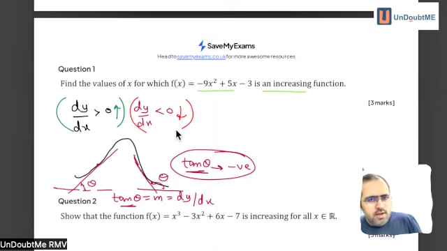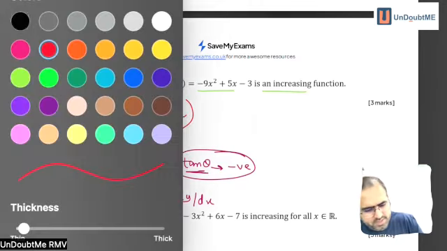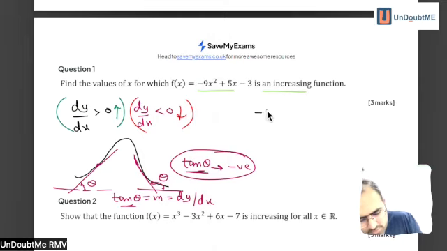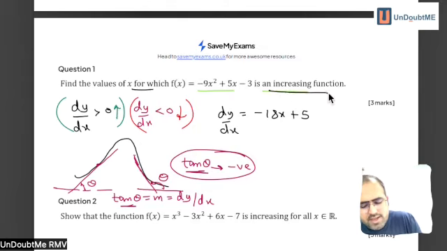Okay. Now, if you look at the function f(x), we have to find the values for which it is an increasing function. So we will just differentiate it. So it will be minus 18x plus 5 differentiation. If anyone has a problem understanding this differentiation, you can ask now. So the value of dy by dx is minus 18x plus 5, and we have to find the values of x for which it is increasing.